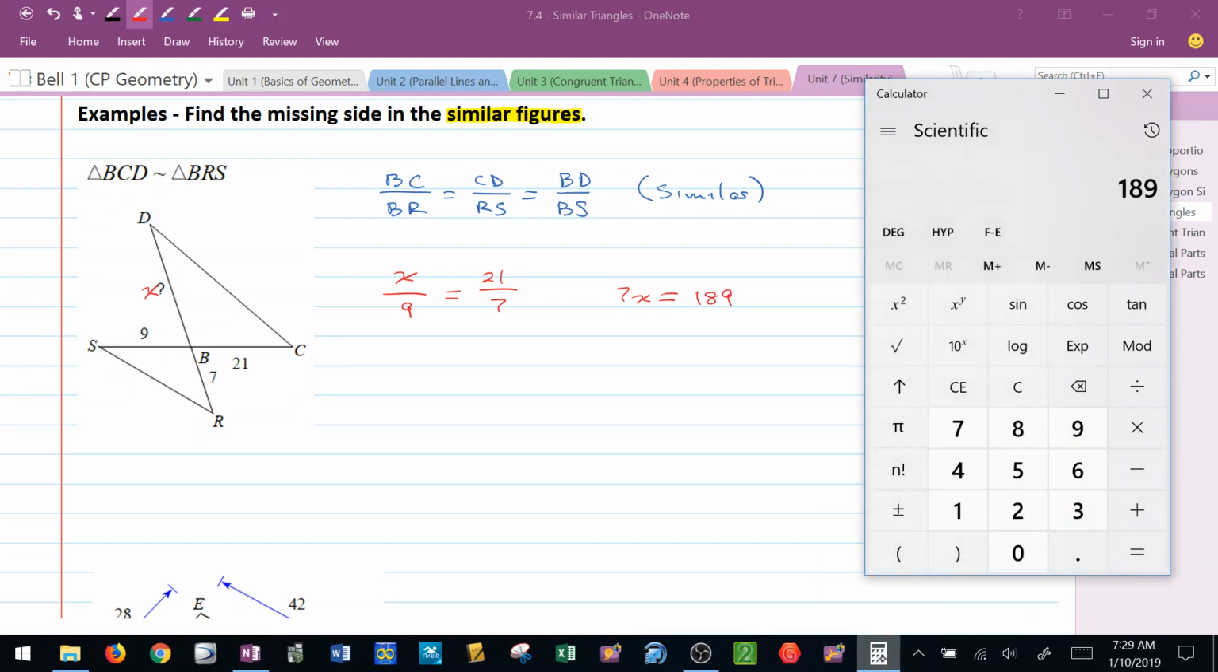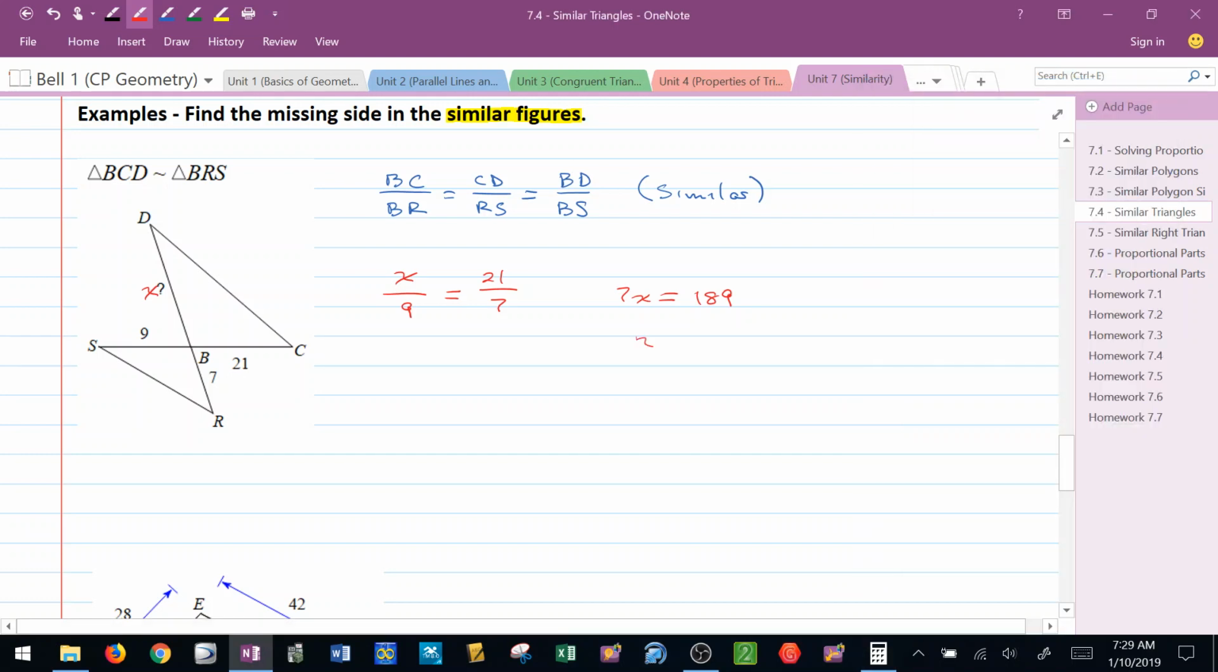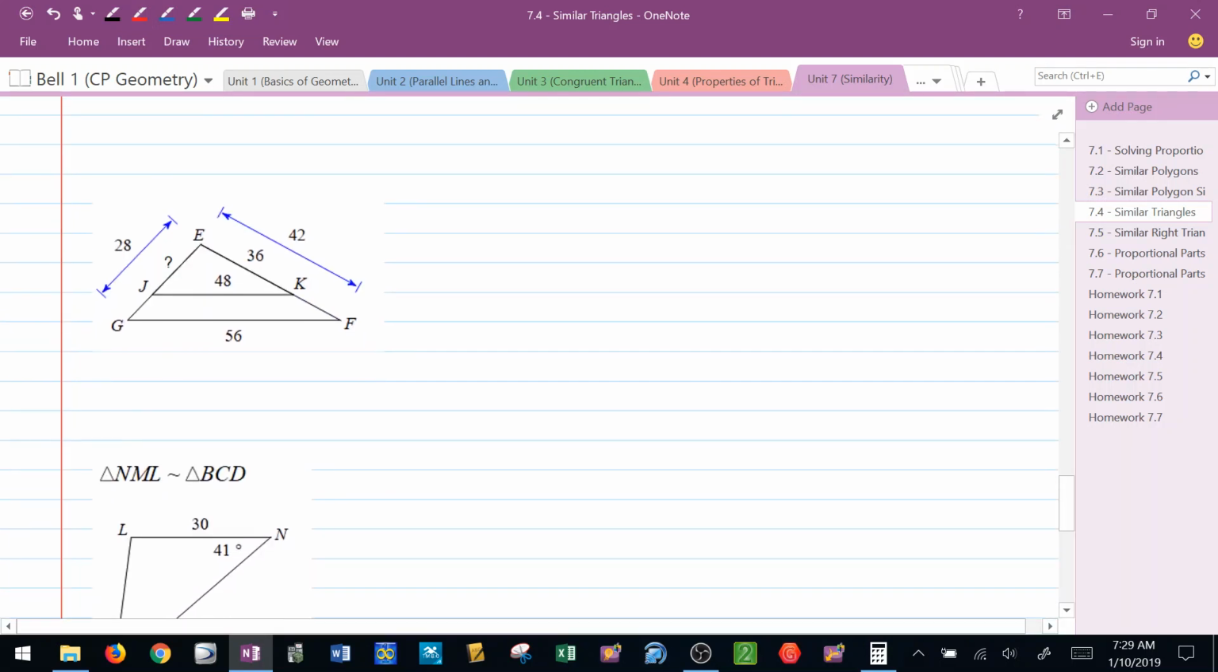Solve for x, divide by 7. And I get x is equal to 27. So the hard part on similar figures and finding a missing side in similar figures is the setup. We've now for like 4 lessons in a row been solving proportions. But the hard part is, can you set it up properly? So let's try another one right here.